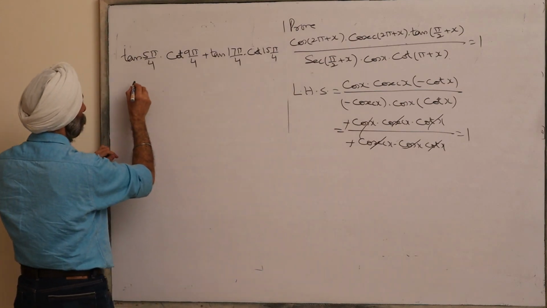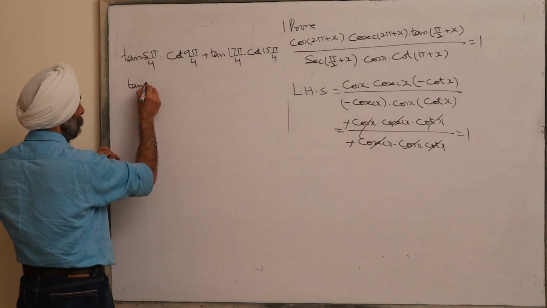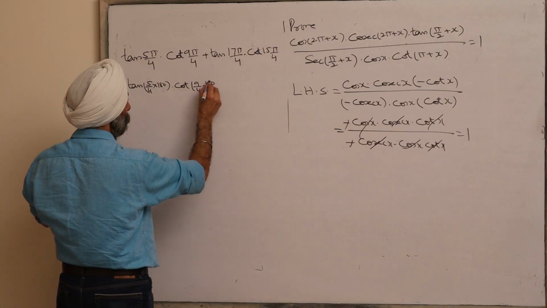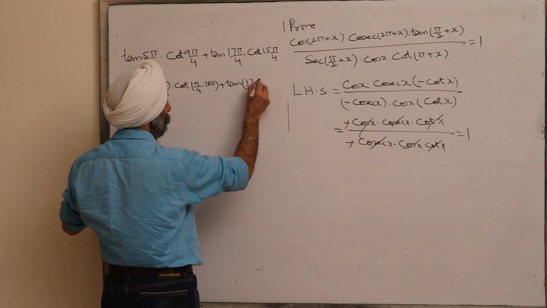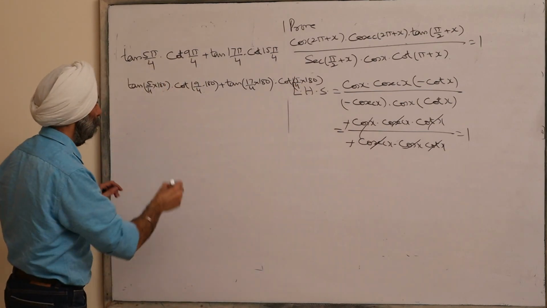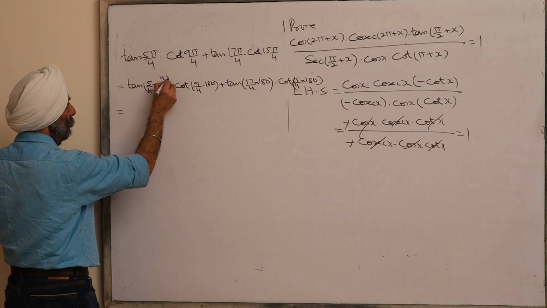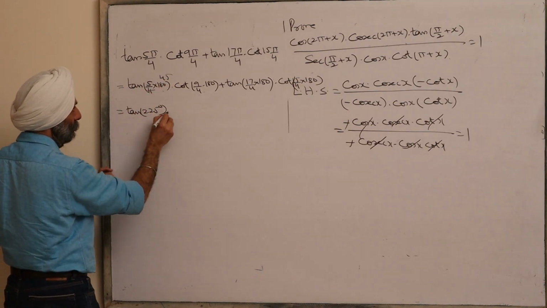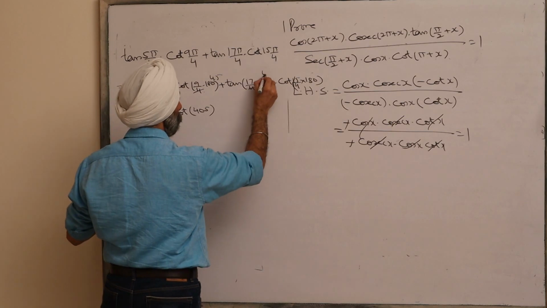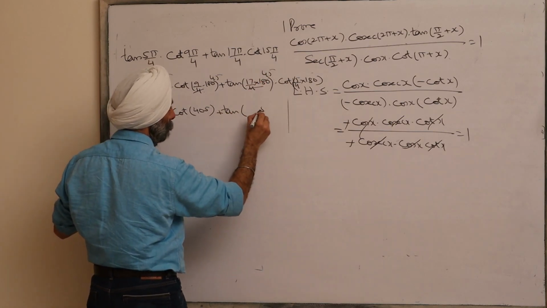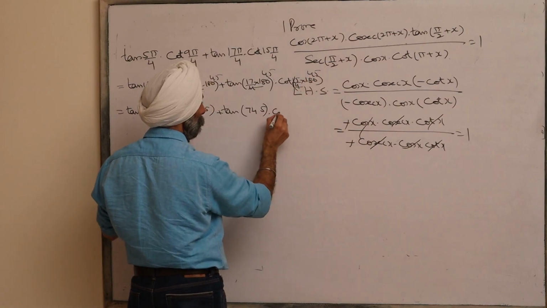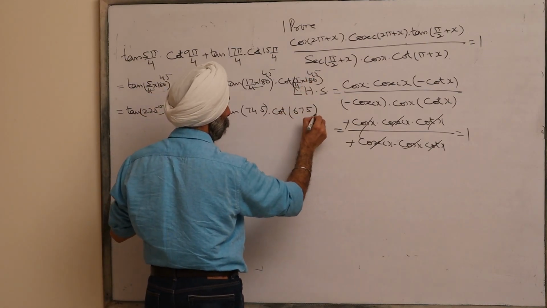Now tan of 5 pi by 4 is, what is that? Can I say that it is tan of 5 by 4 into 180 degrees into cot of 9 by 4 into 180 degrees plus tan of 17 by 4 into 180 degrees into cot of 15 by 4 into 180 degrees. So if we simplify this, it comes out to be tan 225 degrees into, how much is that? It comes out to be cot of 405 degrees. Now it comes out to be tan of 765 degrees into cot of, this comes out to be 675 degrees.